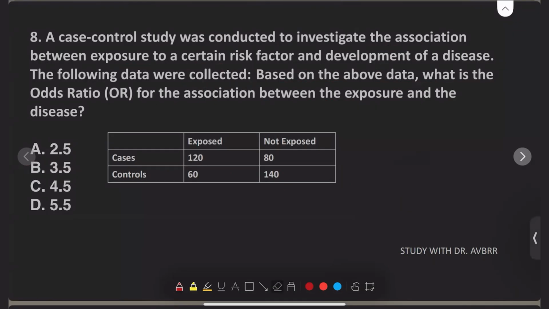Okay, let's move on with the eighth question. Let's read the last line. What is the odds ratio for the association between the exposure and the disease? So let's read the question first. A case control study was conducted to investigate the association between exposure to a certain risk factor and development of a disease. The following data were collected. Based on the above data, what is the odds ratio for the association between the exposure and the disease? So they're asking for odds ratio here. So let's write down the odds ratio formula first.